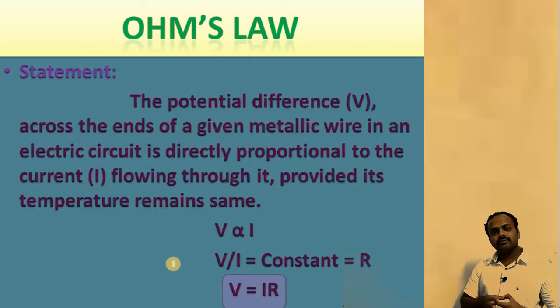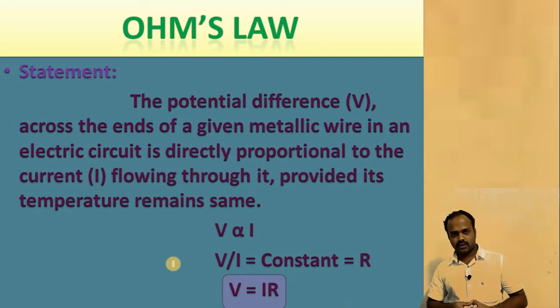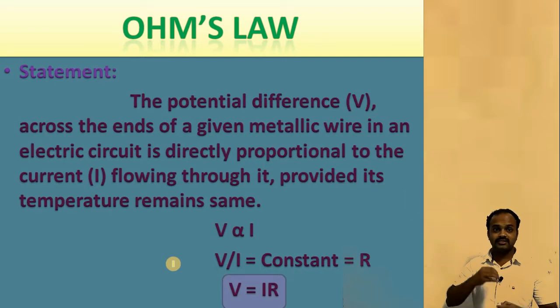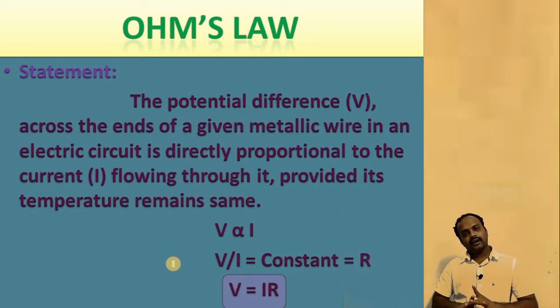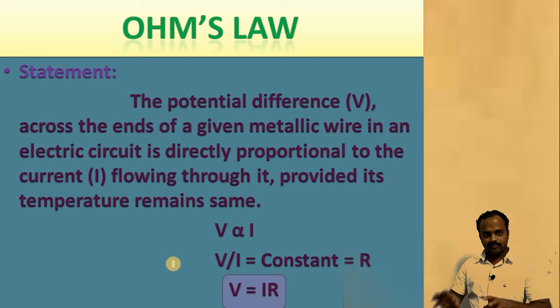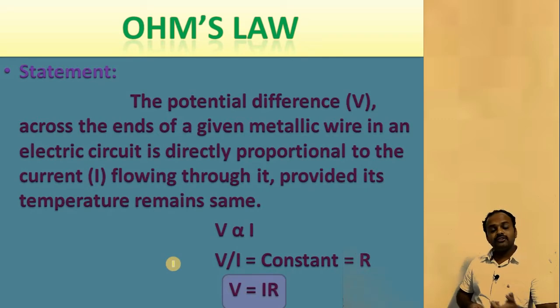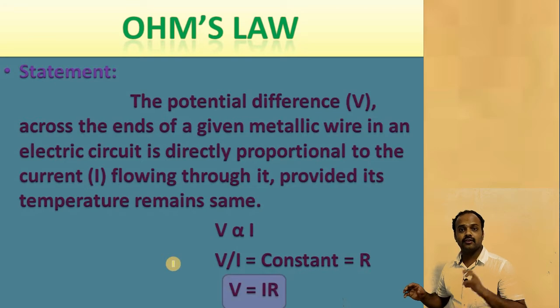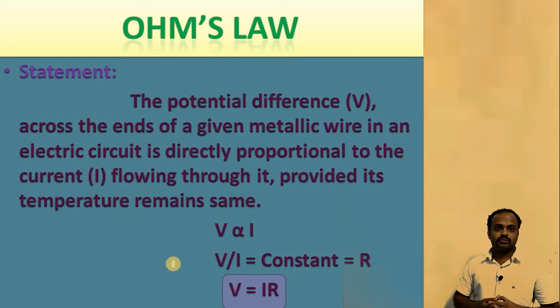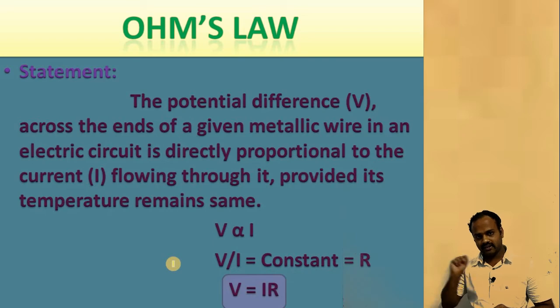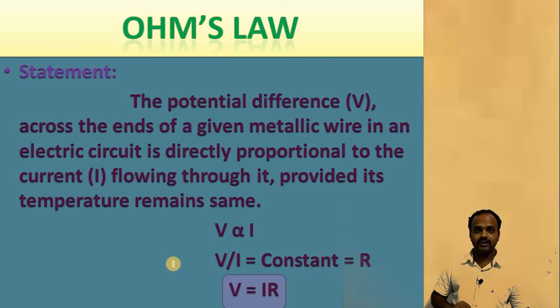Then what is the statement of Ohm's law? What it states: every time V by I we get a constant, that means V and I are directly proportional. That statement is given by Ohm. The potential difference V across the ends of a wire carrying some current is directly proportional to the current flowing through it, provided the temperature remains the same.